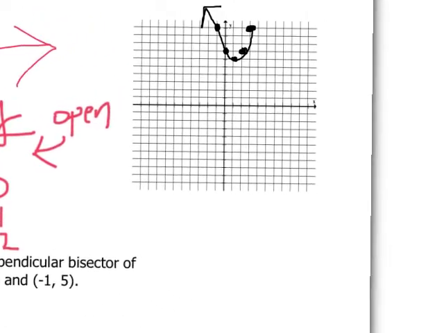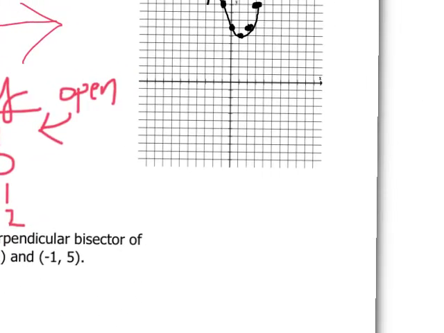So in red, I've got 3, 1, and make that a very obvious open circle. Sorry, that's not very good. That's supposed to be 3, 1. 4, 0, 5, negative 1. Okay, and it's going to go forever that way.